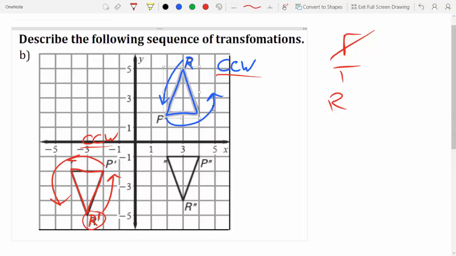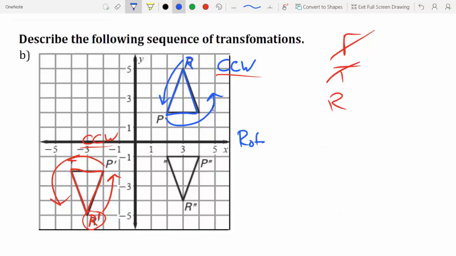So I can rule out translation, and I can say the first thing that happened was a rotation, and since it's shifting not one quadrant but two quadrants, that's two 90-degree rotations. That's a rotation of 180 degrees. And I'm going to keep on going.